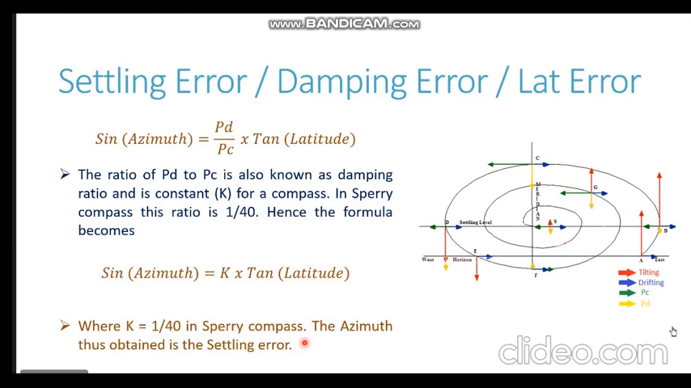You use this damping ratio and you use this formula. The azimuth what you obtain here is nothing but the settling error. As you can see in the diagram, the azimuth here is the difference between the meridian and the spin axis. The azimuth basically tells you what is the direction in which the spin axis points. So whatever azimuth you obtain from this formula, this azimuth is your damping error.